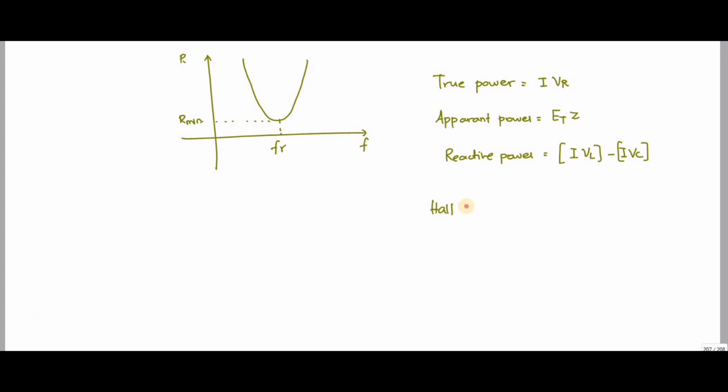So what is half power bandwidth? Half power frequency is nothing but F1 and F2, your half power frequencies. So you will get 2 values for F1 and F2.